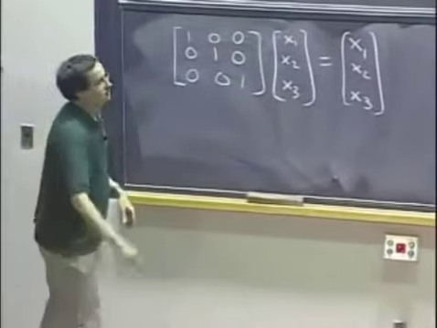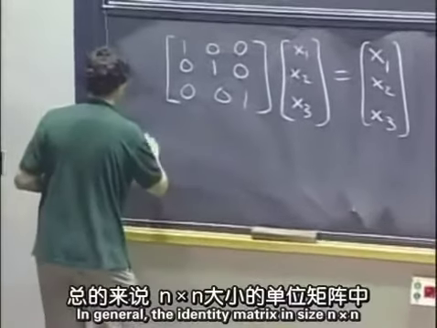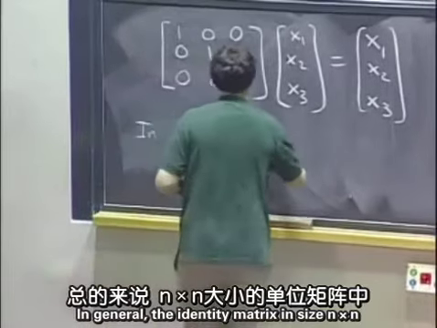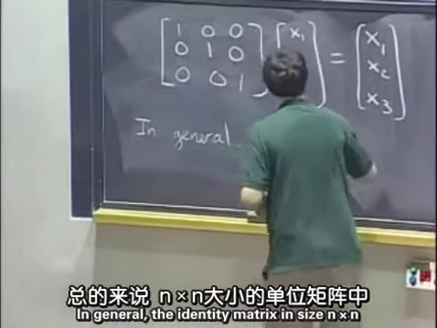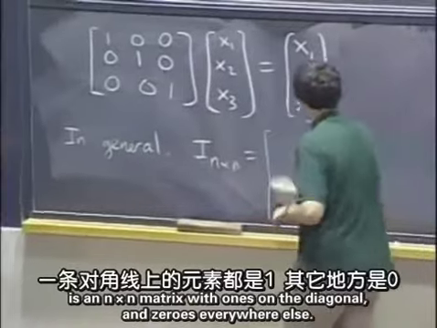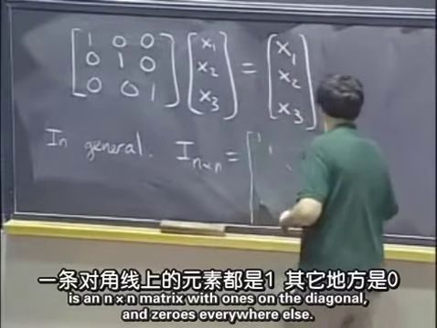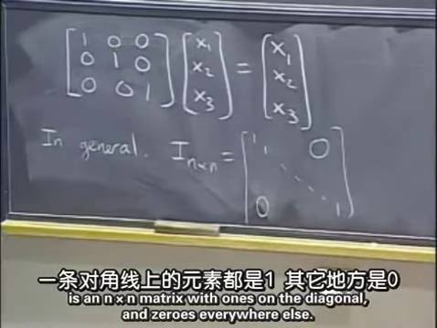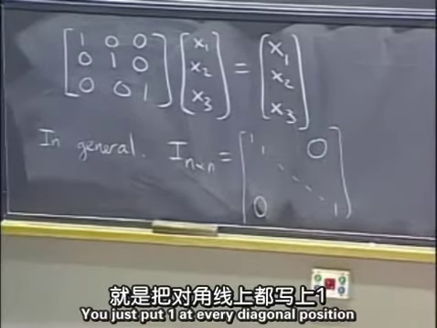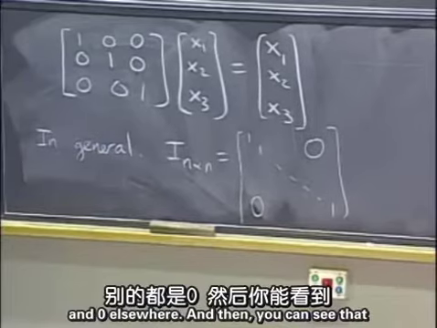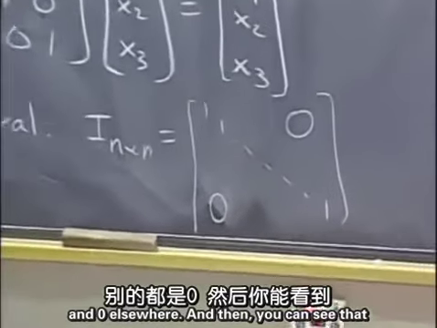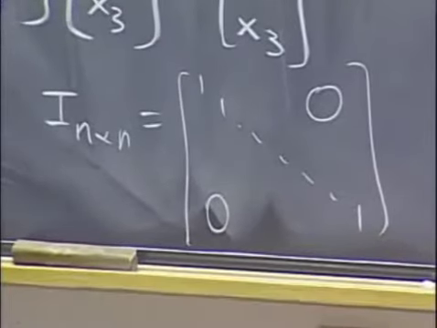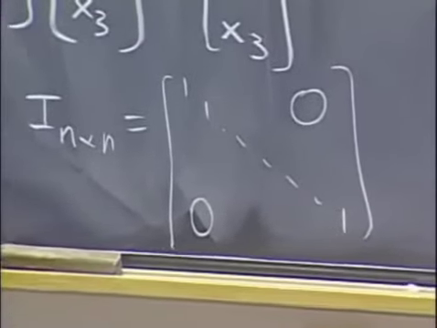Now, of course, in general, the identity matrix of size n by n is an n by n thing with ones on the diagonal and zeros everywhere else. You just put 1 at every diagonal position and 0 elsewhere. And then you can see if you multiply that by a vector, you will get the same vector back.